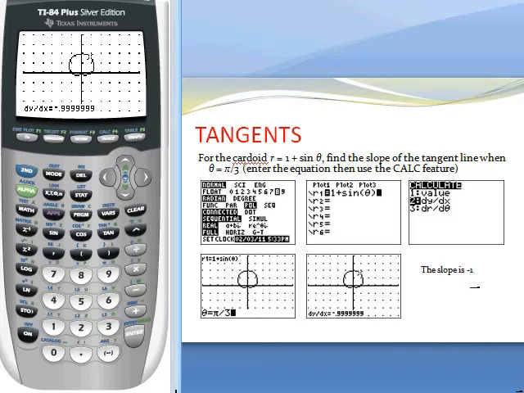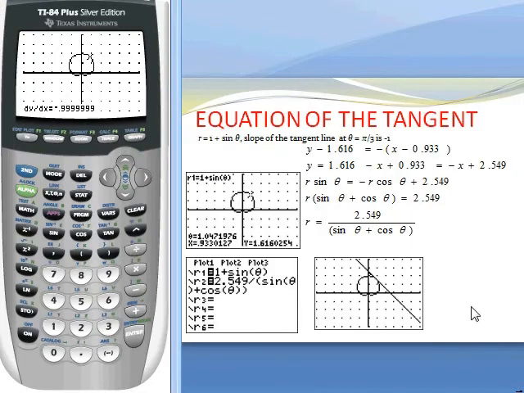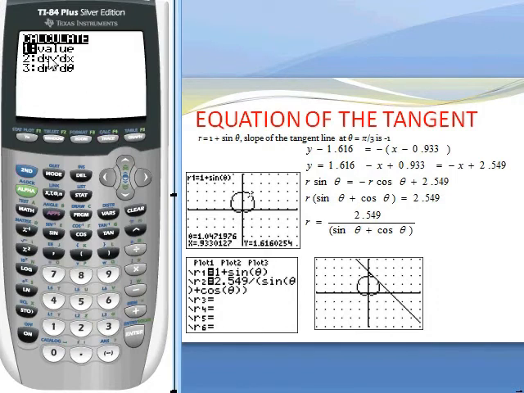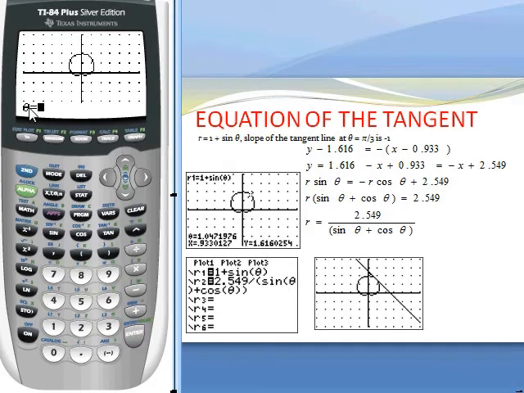Very good. Now let's use the equation of the line, and that's going to give me y minus. Now I need the value of y at pi over 3. Well, I can use my calculator for that. Let's go to calculate again. Calculate. I want the values instead of dy/dx. So let's push enter. And theta equals pi over 3. So let's get that. Pi over 3. When I push, it's going to give me the x, which is 0.933 right here, and y, which is 1.616, which is here.